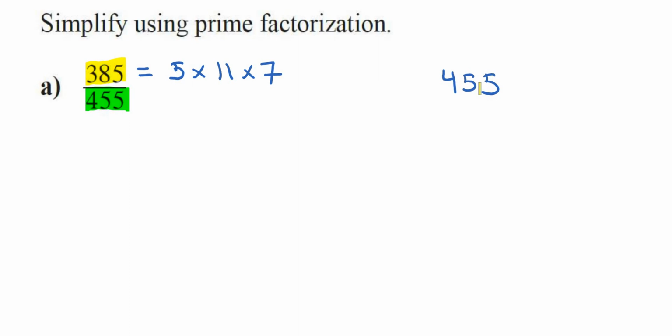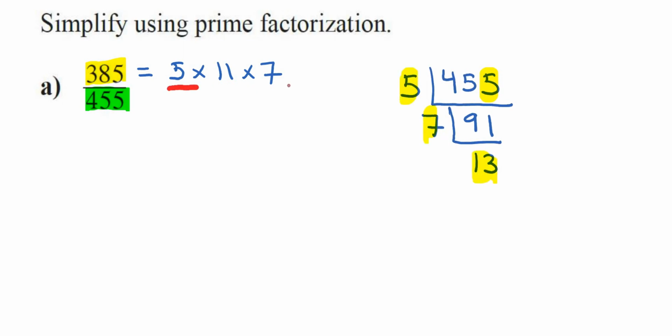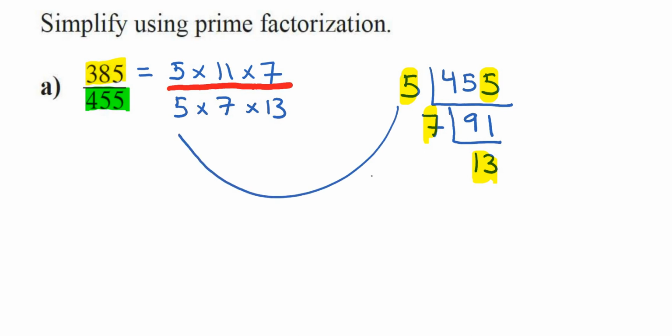Now let's take a look at the bottom number, which is 455. I can see that the last digit here is a 5, so I know that this is definitely going to be divisible by 5. So 455 divided by 5 is going to be 91. All right, and then what number divides into 91? The number 7 divides into 91, and then you get 13. So 91 divided by 7 is 13. And as you can see, 5, 7, and 13 are all prime numbers. So I will now write 5 times 7 times 13. So those numbers go there on the bottom.